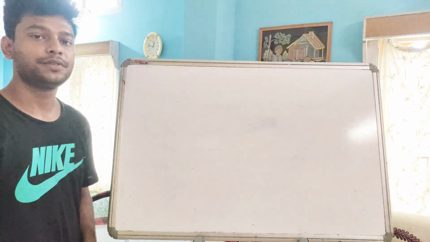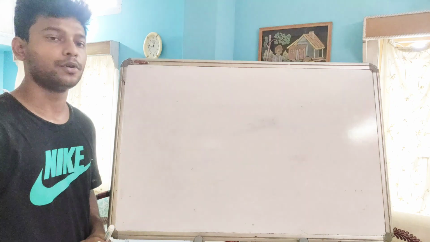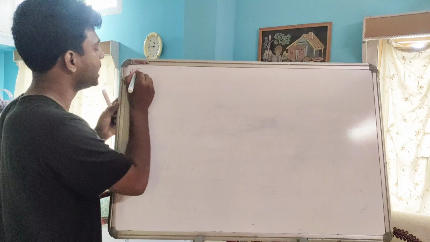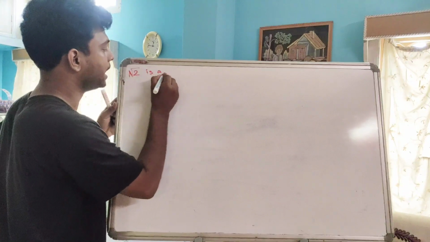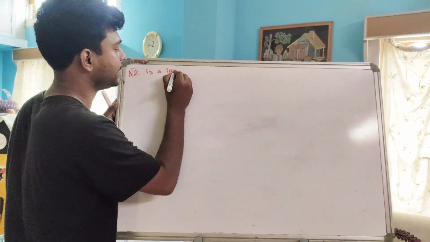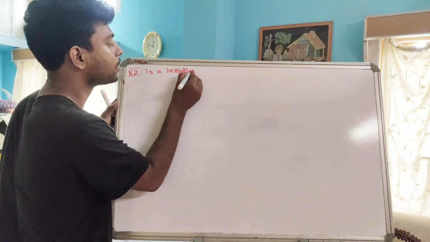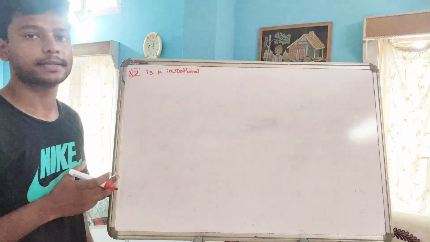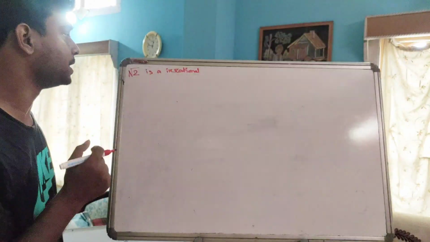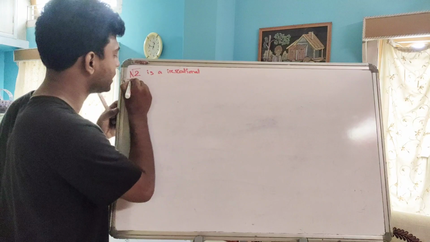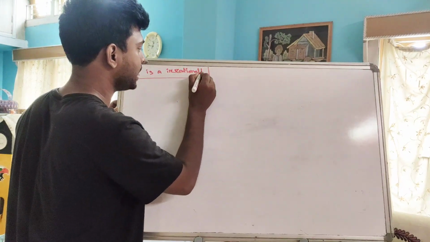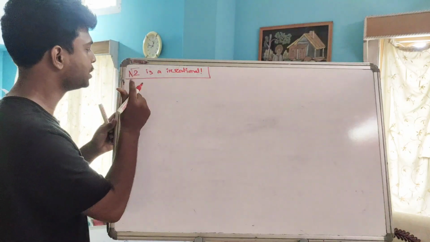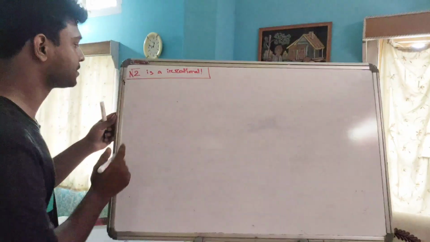What I am going to do in this video is prove to you that the square root of 2 is an irrational number. We will prove that the square root of 2 is irrational by using the method of contradiction. Contradiction is a setup assuming the opposite. Our goal is to prove the square root of 2 is an irrational number by assuming the opposite. That means we will assume that the square root of 2 is a rational number.